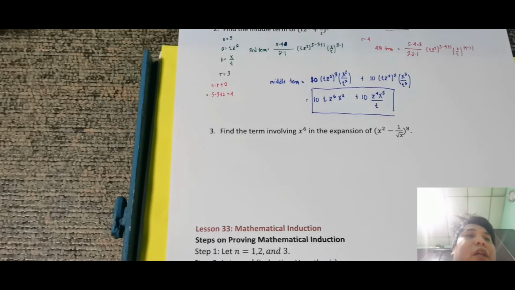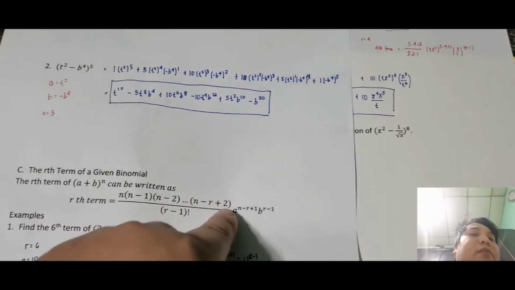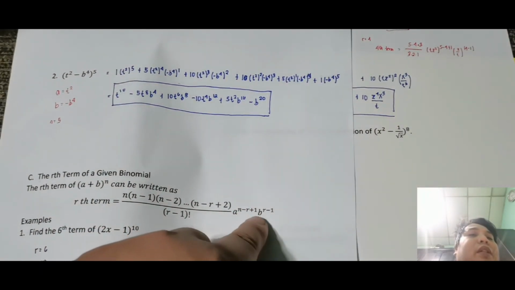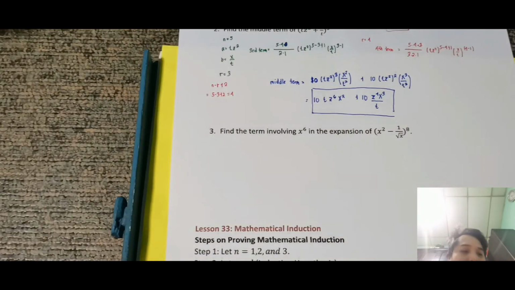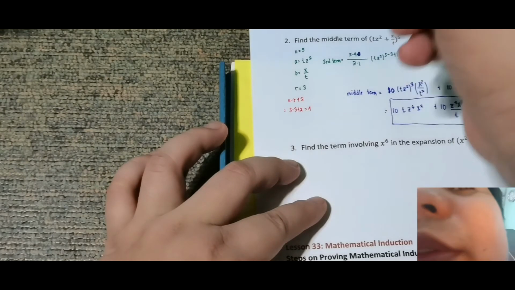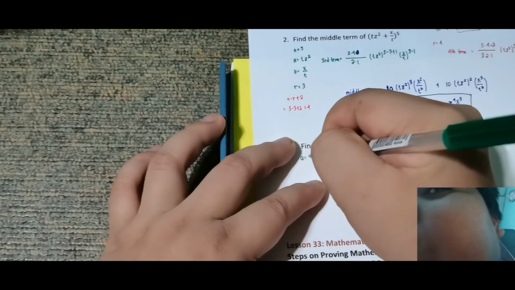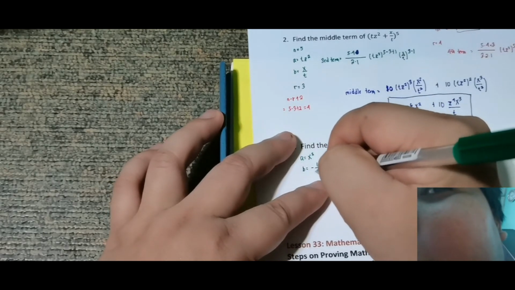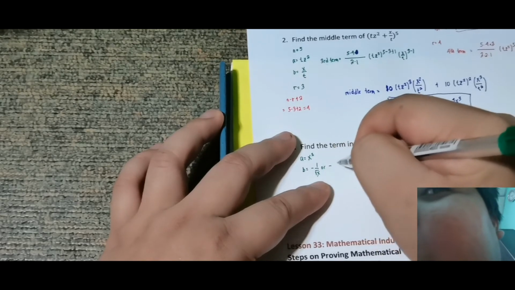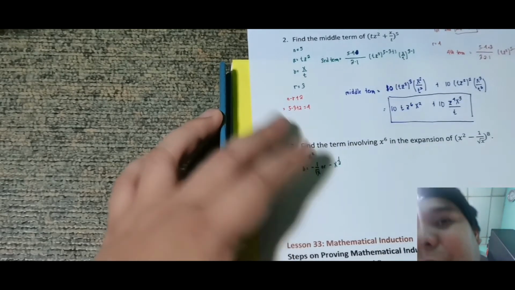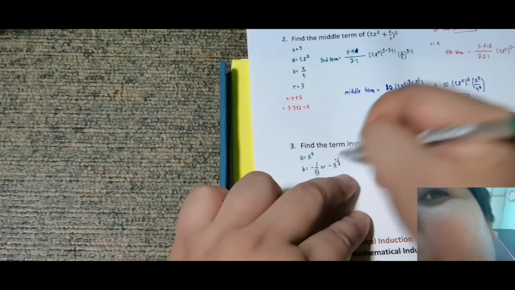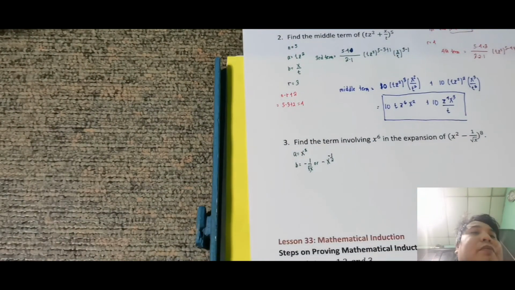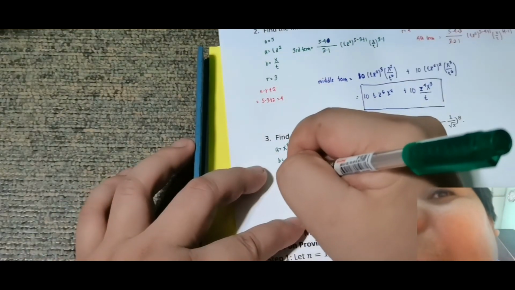Okay, so unang gagawin natin, syempre, hanapin natin yung R, kung pang ilan siya. Okay, so pansinin nyo sa formula ulit. Sa formula, paano natin pwede mahanap si R? Yung A raised to N minus R plus 1, tas B raised to R minus 1. So, kunin natin yun. Or, write ko muna din yung mga given. So, A natin is x squared. B natin is negative 1 over square root of x, or, ito ay negative x raised to negative 1 half. Okay, then n natin is 8.